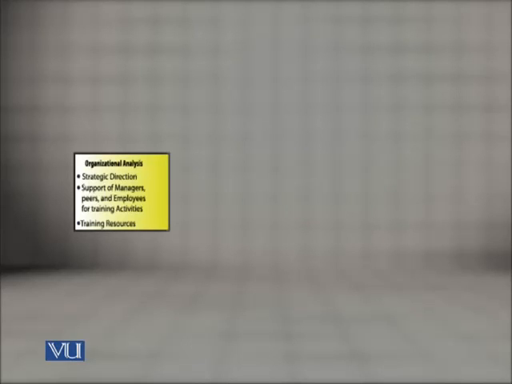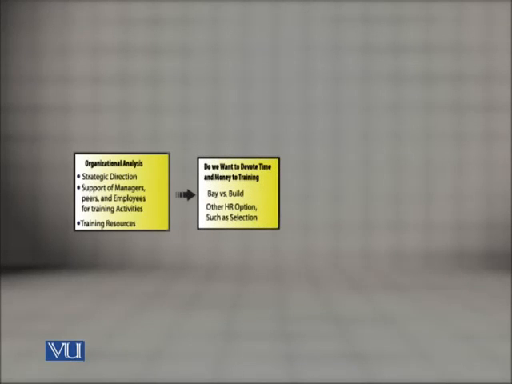Whether there is a link between the training and the strategic direction of the organization, is there support from managers and employees of the organization, and most important, whether there are training resources available to conduct the training or not. Organizational analysis will then lead to identifying whether we need to conduct training, yes or no, whether we have time and money to conduct training.